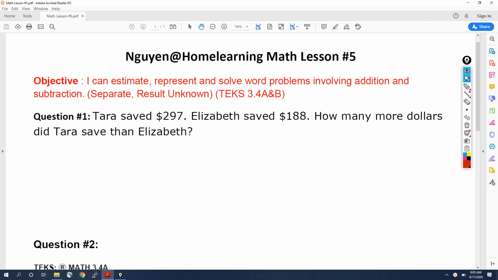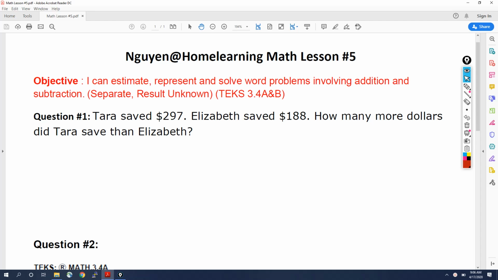Today we are going to continue working on the objective text 3.4a and b. However, we are going to work slightly differently. Instead of they give us a total, they give us a part and we find a missing part, or they give us two given parts and find a total. Today we are going to work on a completely different problem, where we compare to find the difference. So let's see how it is in our questions.